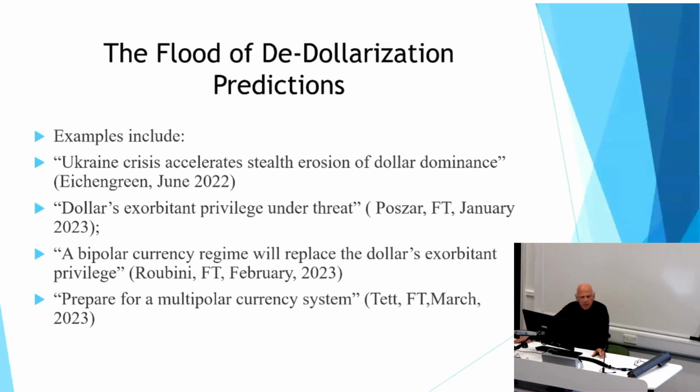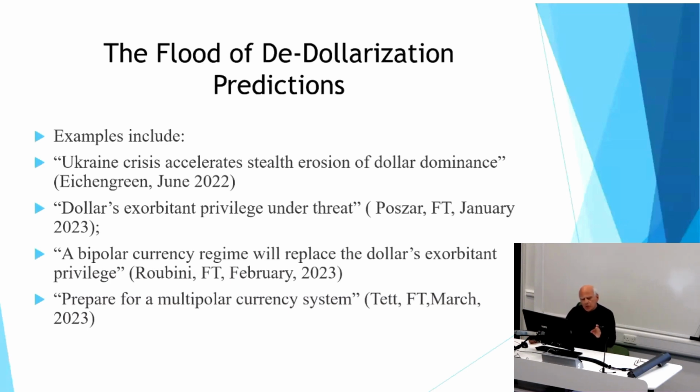And here you see some examples of article headings in the Financial Times over 2022 into early 2023. We're going to see stealth erosion of dollar dominance, dollar's exorbitant privilege under threat. A bipolar currency regime system will replace the dollar's exorbitant privilege. Nouriel Roubini, when he said that, you know what his prediction was? This is going to happen in 10 years. China's currency is going to become a real rival to the dollar. 10 years. Write that down if this is going to happen in 10 years.